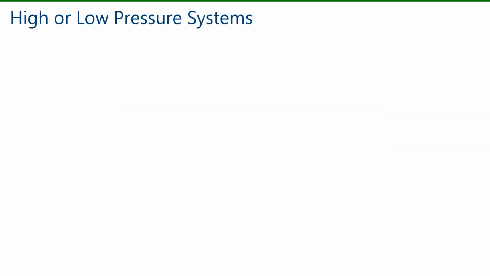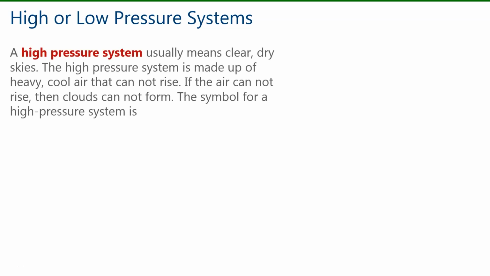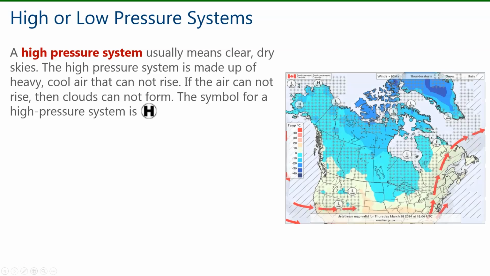Next, let's look at how high or low pressure systems are indicated on a weather map. A high pressure system usually means clear, dry skies. The high pressure system is made up of heavy, cool air that cannot rise. If the air cannot rise, then clouds cannot form. The symbol for a high pressure system looks like this. It's an H, usually inside of a circle. Let's take a look at a weather map, and we'll notice the high pressure system symbols on this map.